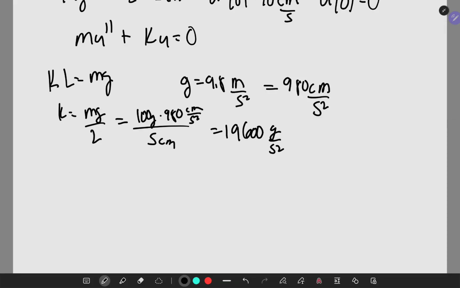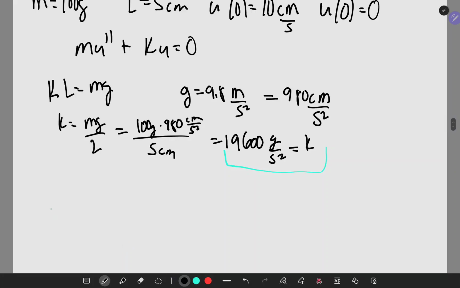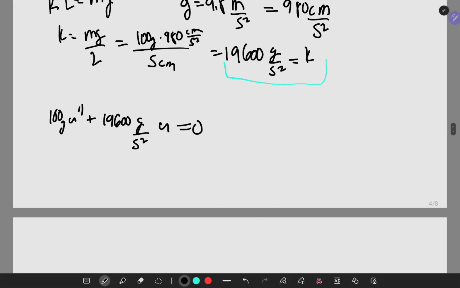At this point, we don't really need the units. Well, maybe we do. I guess we'll find out. But that's our K. That's our spring constant. Okay. See, now everything's in grams. So we have 100 grams plus 19,600 grams per second squared times u is equal to 0. If you solve for u, remember, propose u equals e to the RT. Take the first, second derivative, plug them in.